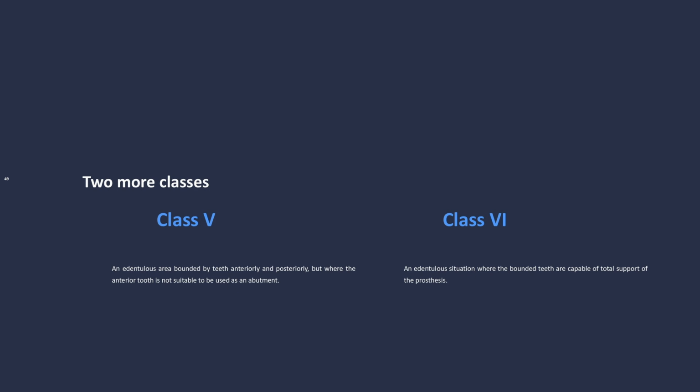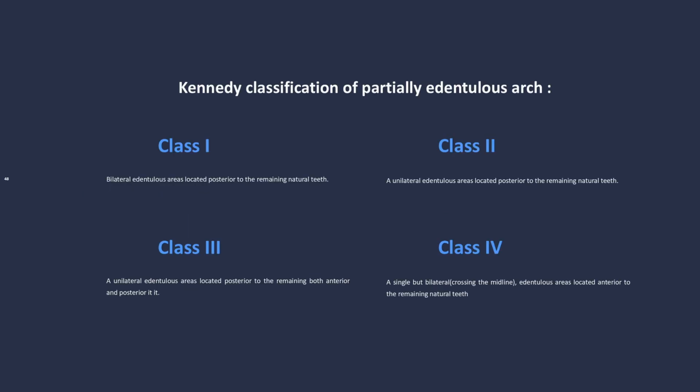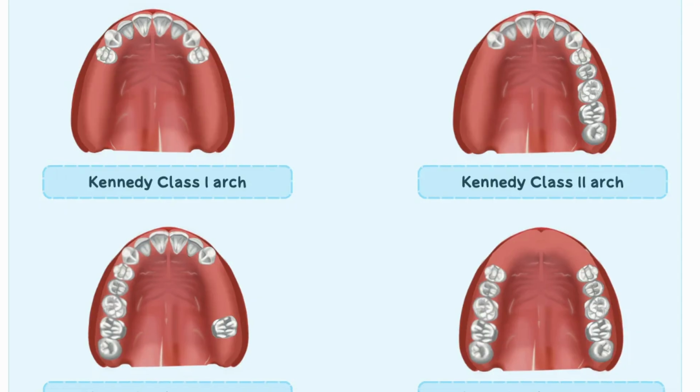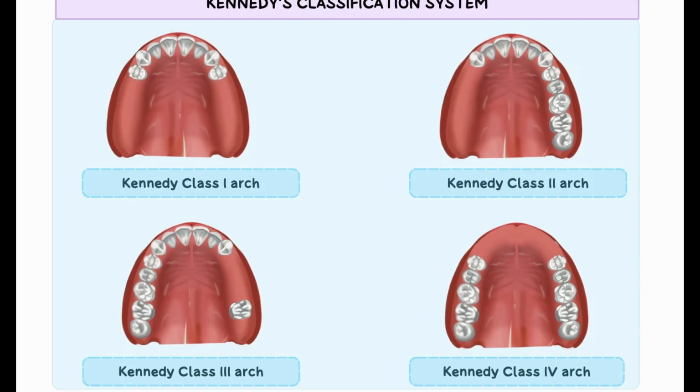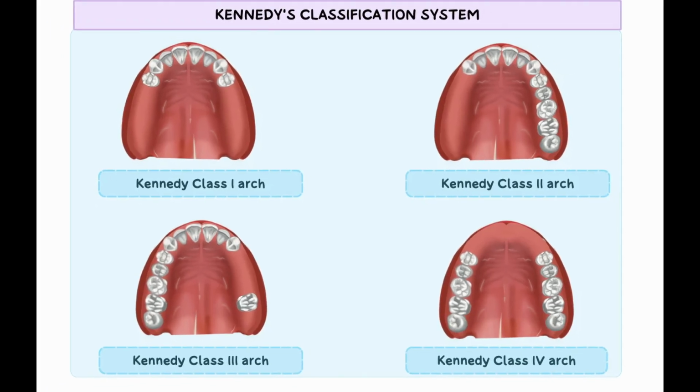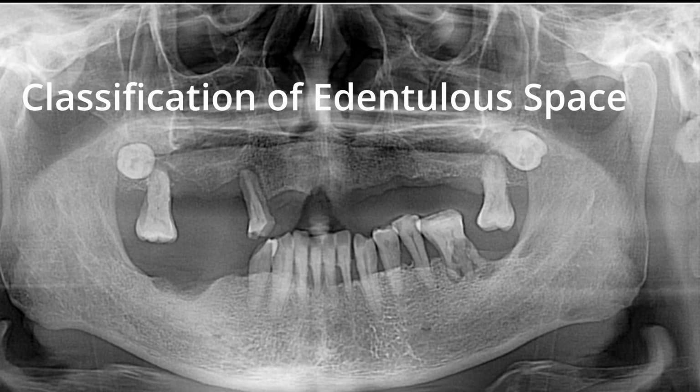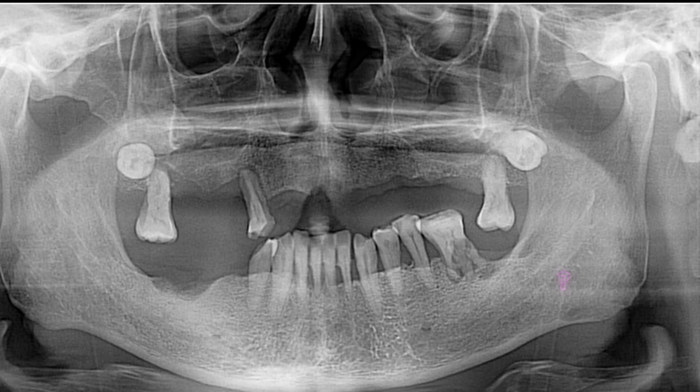To summarize, when only one posterior edentulous area exists, it is either class 2 or class 3. If there is at least one posterior abutment tooth, it is class 3. If there is none, it is class 2. For actual clinical practice, it is sufficient to understand only classes 1 through IV. The remaining classifications are not very logical in my opinion.